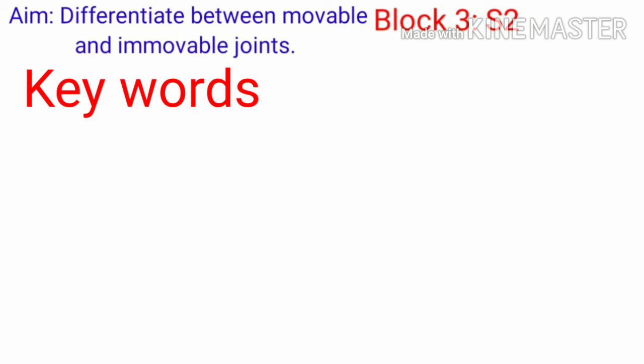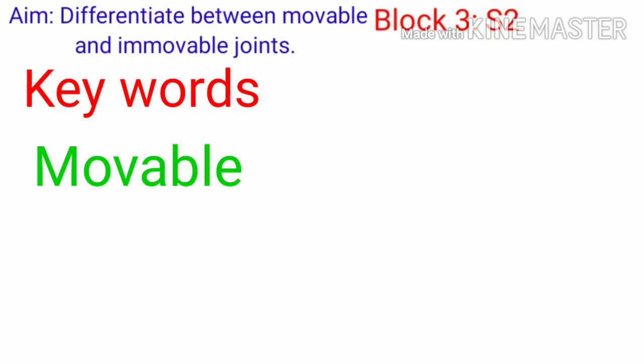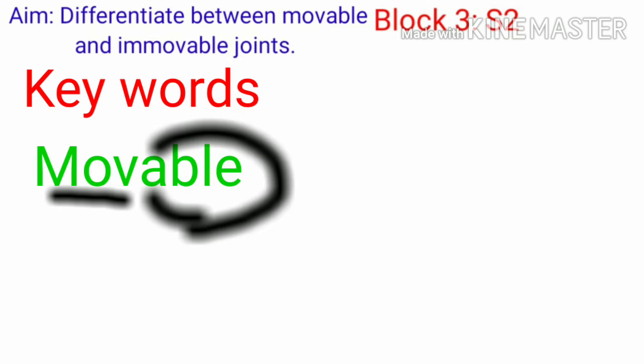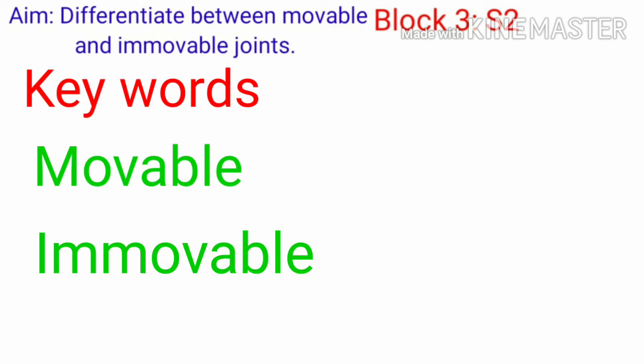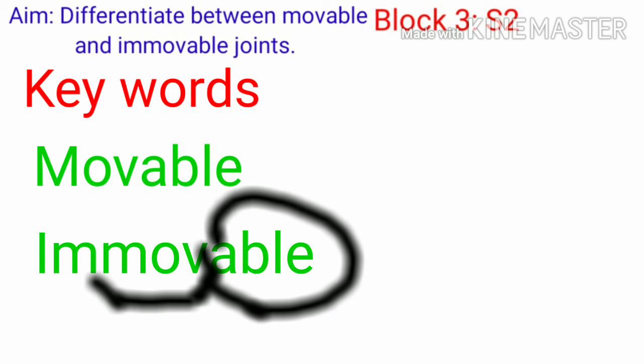Let us learn some keywords. First word, movable. M-O-V, move. A-B-L-E, able, movable. The next word, immovable. I-M-M-O-V, move. A-B-L-E, able, immovable.